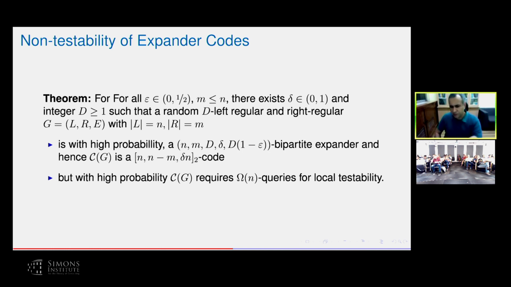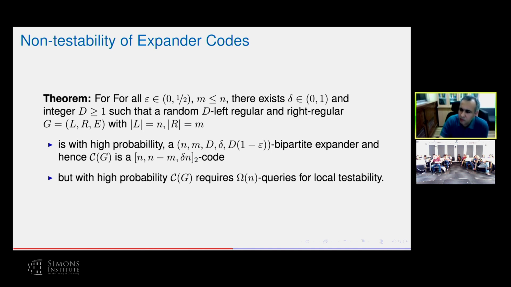Is the statement of this theorem clear? It's stating that expander graphs are great to construct codes with linear distance and constant rate. But if you just pick a random expander, it's not going to be testable. It's in fact going to be strongly not testable, in a very, very strong sense. It requires omega n queries for distinguishing between code words and things that are far from code words. So Prahladh, let me hold you up on this for a second.